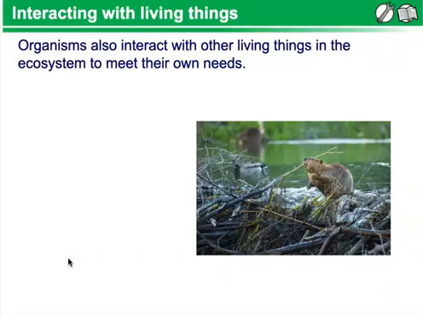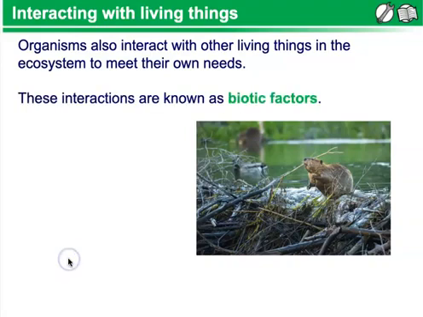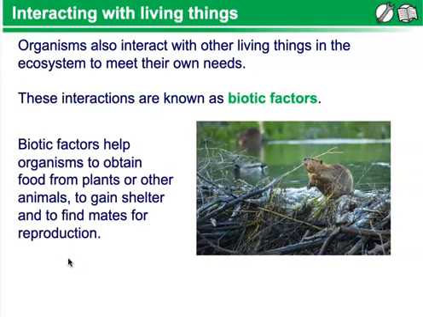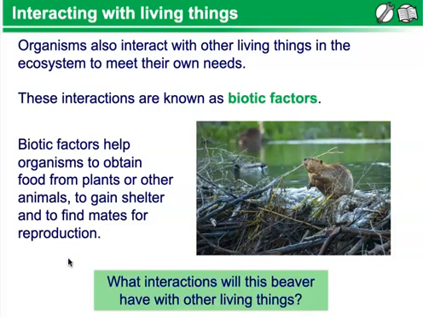Interacting with living things. Organisms also interact with other living things. These interactions are known as biotic factors. Biotic factors help organisms to obtain food from plants or other animals, to gain shelter, and to find mates for reproduction. So what interactions will this beaver have with other living things? The beaver uses trees to build a shelter, it eats trees and plants, and it will need a mate for reproduction.